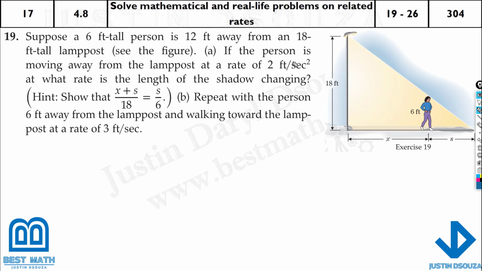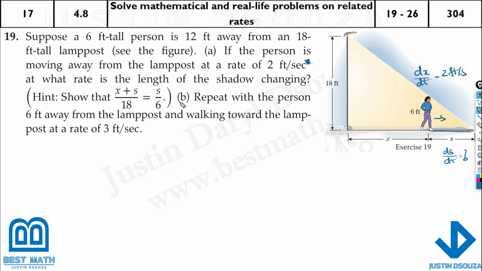The first question is, if the person is moving away from the lamppost, that's this right side, at the rate of 2 feet per second. So it's along the horizontal axis. dx by dt with respect to time is 2 feet per second. At what rate is the length of the shadow changing? This is the length of the shadow, the s value. We have to find ds by dt. What is that?